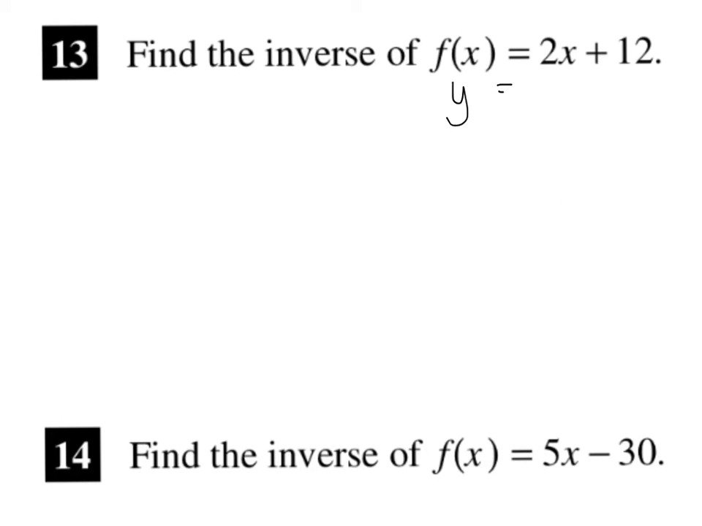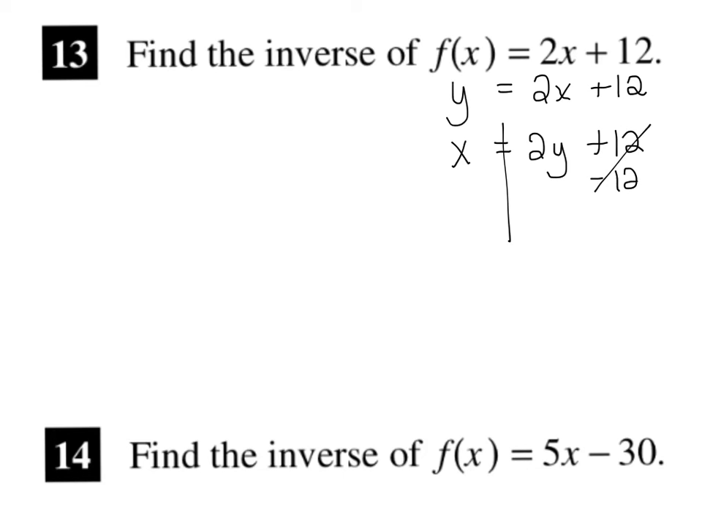The first step to find the inverse of a function is to switch the x and the y. So I'm going to write x equals 2y plus 12. Now we solve it for y. So I'll get rid of the 12 by subtracting it. So x minus 12 equals 2y.